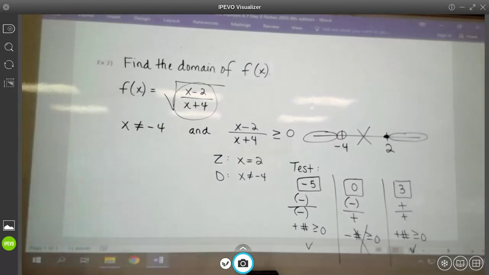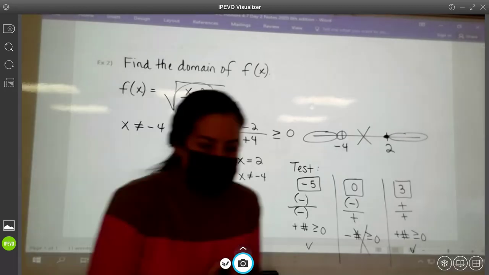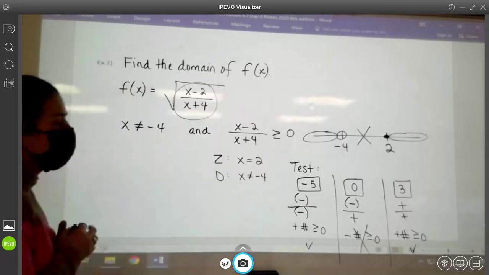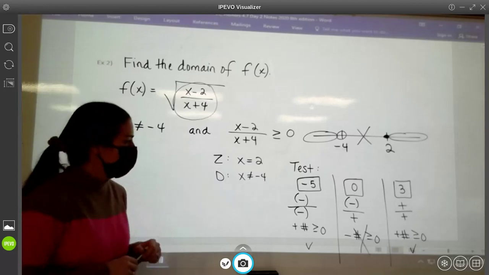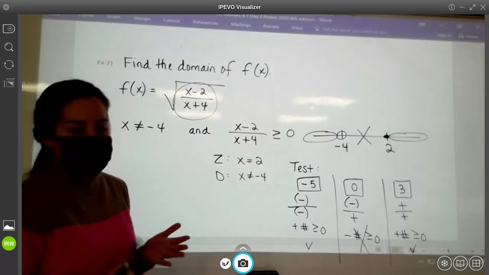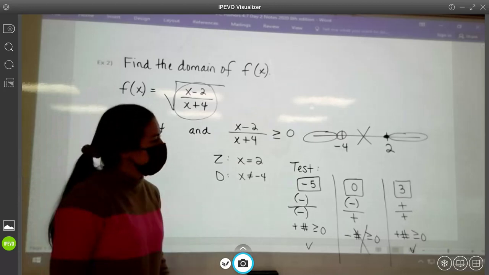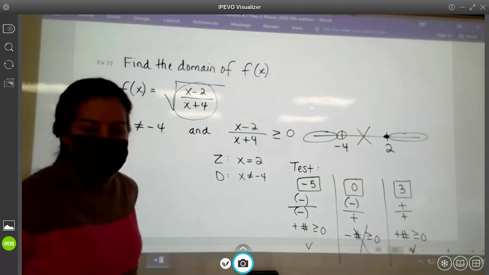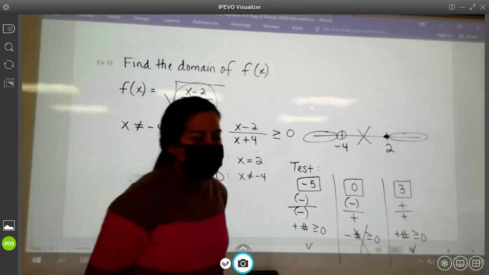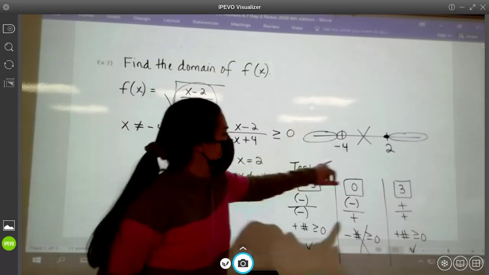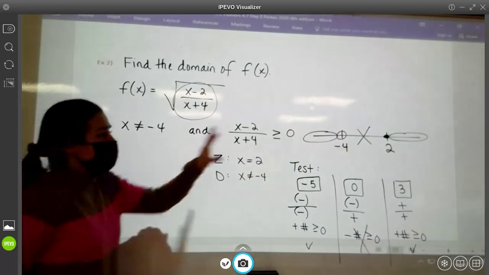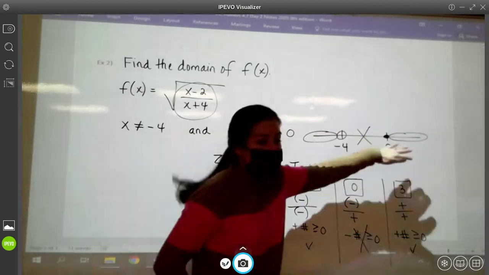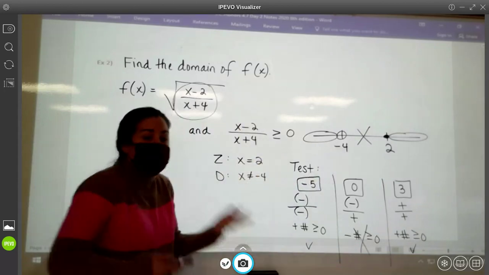How'd you do, Case? Okay? I don't know if you guys are looking at the same as me, but right now I'm looking like I have a good interval, a bad interval, and then a good interval. And then just remember, we want to remember that negative 4 should never be one of our answers, and that 2 can be an answer.